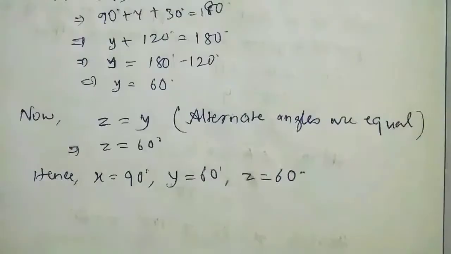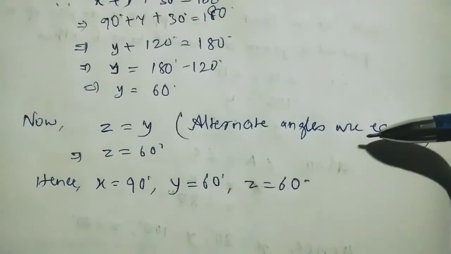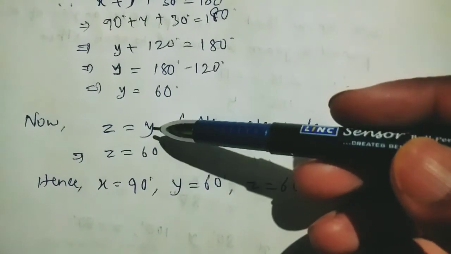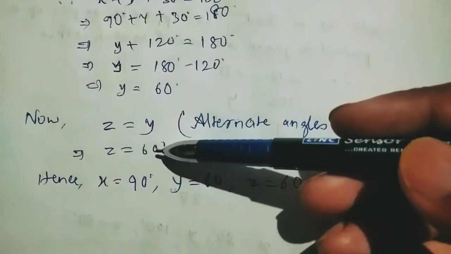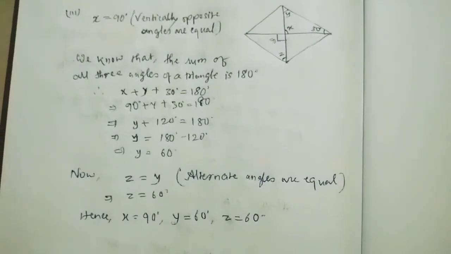Understood why this is happening? So students, you have to write like this: z equal to y, because alternate angles are equal. So z equal to y is 60 degree. So z is also 60 degree. Hence x 90, y 60, and z 60. So this is the solution of this question.